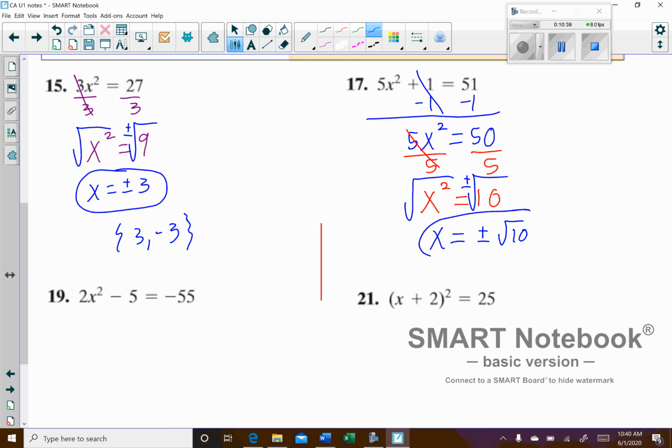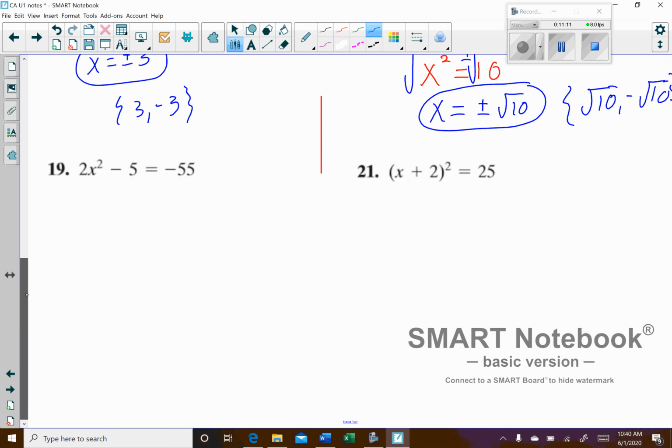And once again, you can leave your answer like that, or you can write square root of 10, comma, negative square root of 10. If you want to later on, you can go back and plug these in, and you'll see it will equal 51. If you plug in either square root of 10 or negative square root of 10, square it, multiply by 5, and then add 1, it will equal 51 for both cases. Okay. All right, let's look at 19.